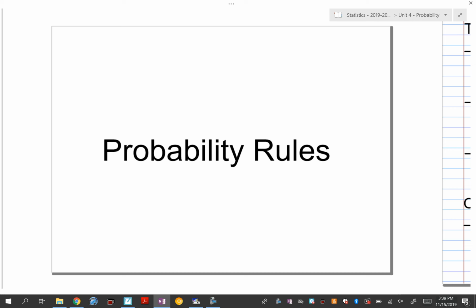Same thing for multiplication, all right? Multiplication, of just multiplying for and, we assume that the events were independent. But what if they're not? All right, so I'm going to show you a new formula for that as well.